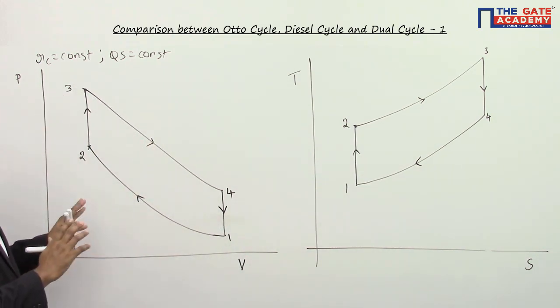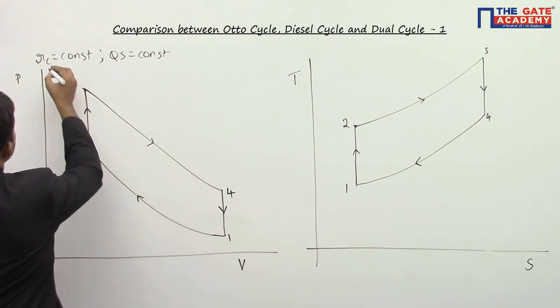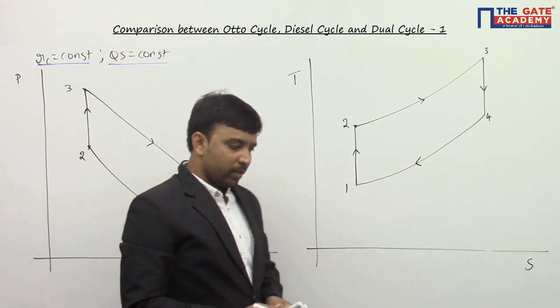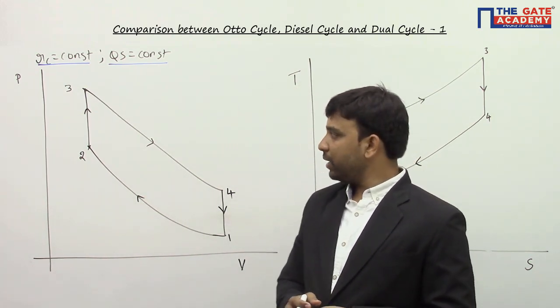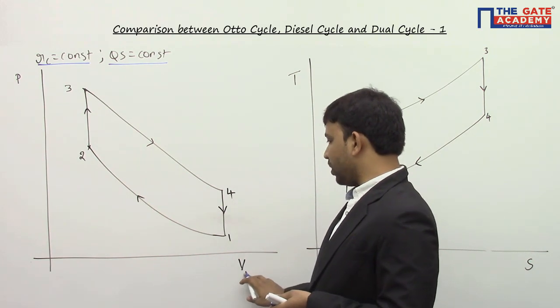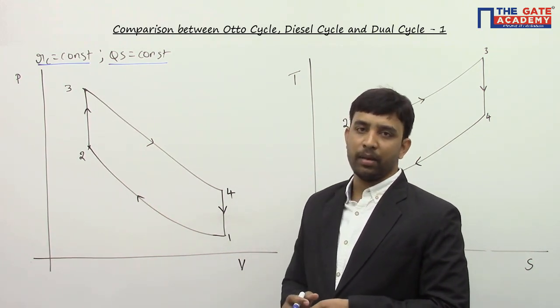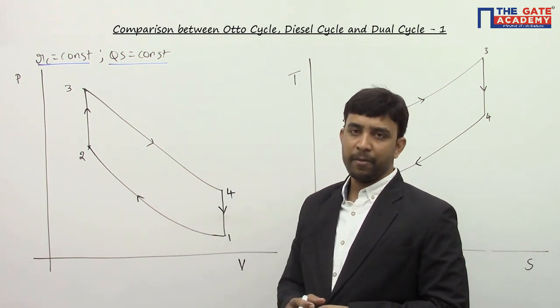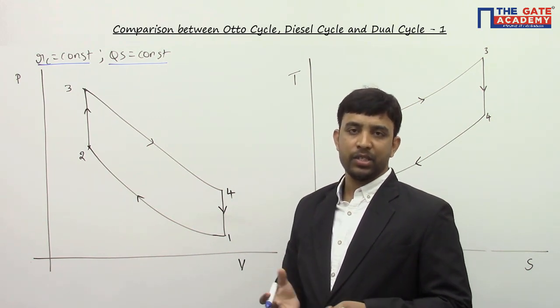So this is how the diagram looks in both PV and TS coordinates. Here the comparison is between compression ratio and heat input. Compression ratio depends upon the volumes, and in PV coordinates you have the volume coordinate. By just looking at this volume coordinate, we can easily do the comparison for compression ratio. And the second constraint is the same heat input. You can easily compare the heat inputs for different cycles in TS coordinates.